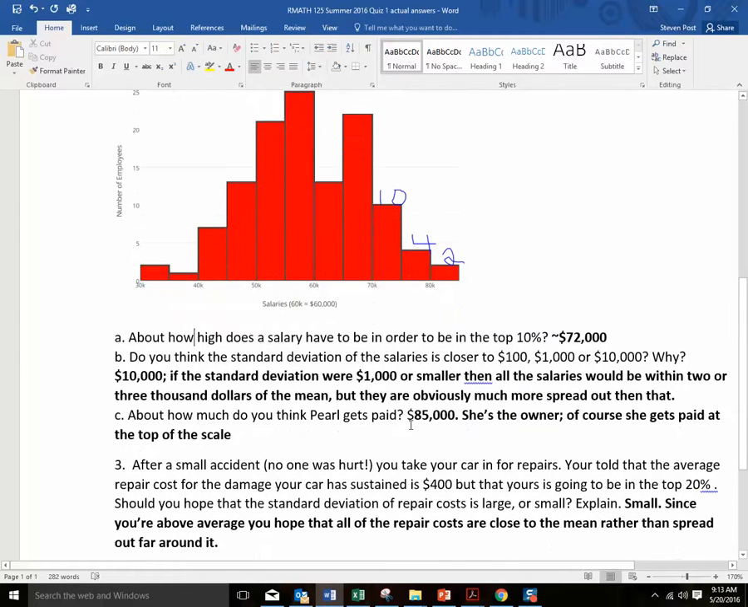And then how much do you think Pearl gets paid? Well, we've got two people making more than $80,000. Pearl's the owner, she's going to pay herself the most, so I put her at 85,000. If you said 83 or even 80, that'd be okay, but really it's going to be more than 80.